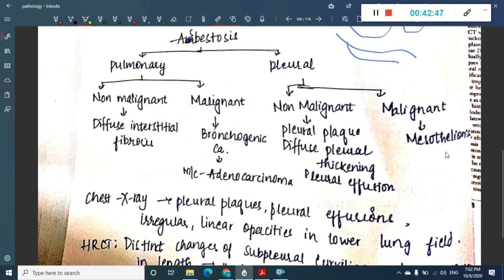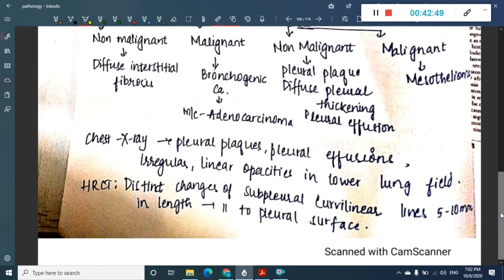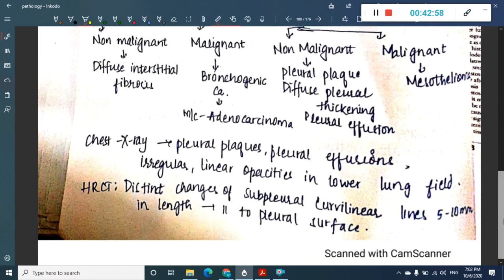We will learn about mesothelioma and bronchogenic carcinoma in the coming classes. Then we have chest x-ray. When we do chest x-ray, you can see the pleural plaques, you can see opacities. Remember one thing, this is most important.